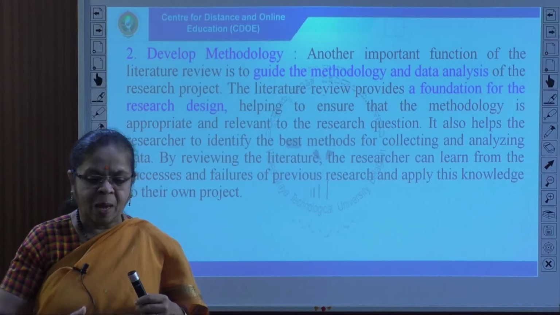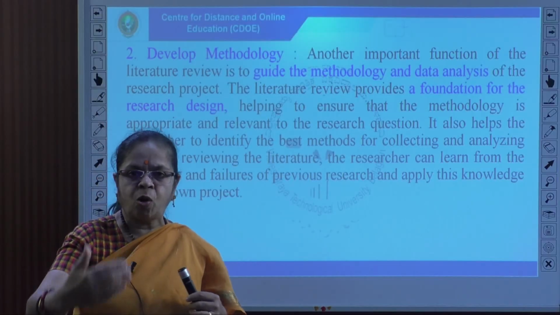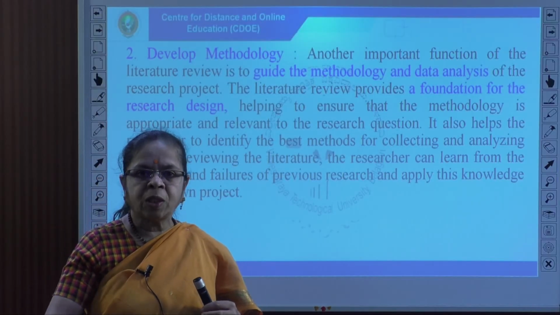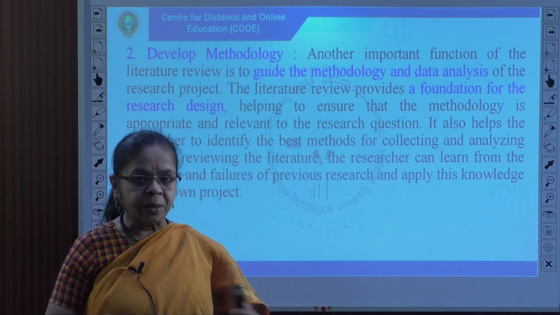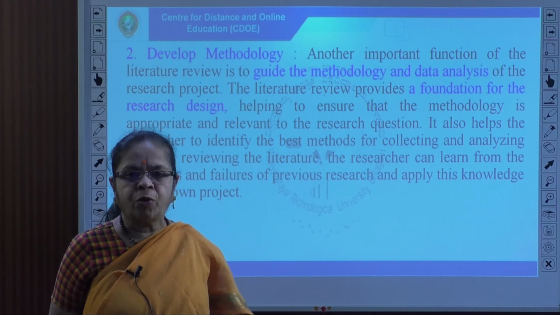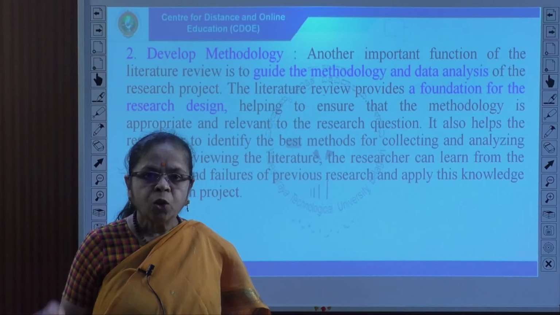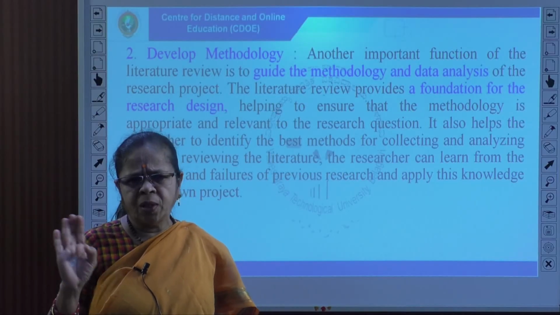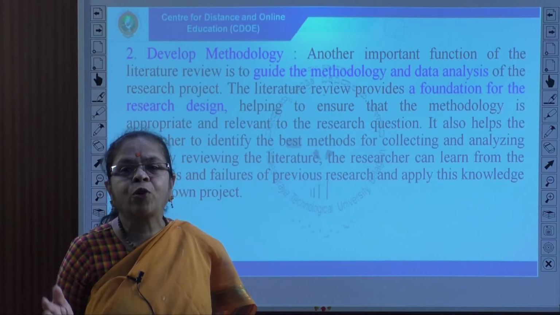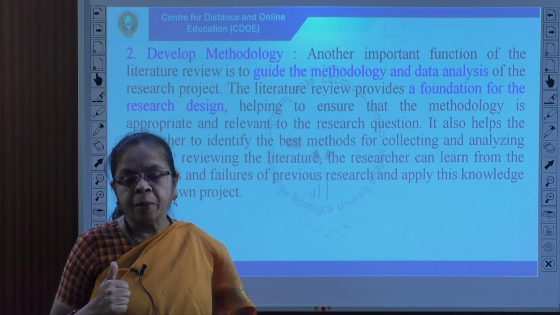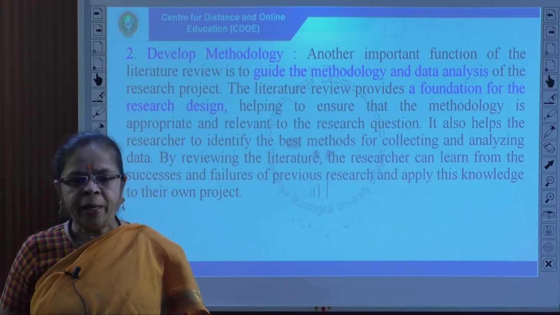So, these people have already done work, or somebody might have even mentioned in the literature, we started sampling with 100 people, and then we went on to 500,000, and we found that the larger the number of people taken for the study, the better the results. So, then you immediately know, no, this 100 number is not enough, I have to go for a larger number. You get it?